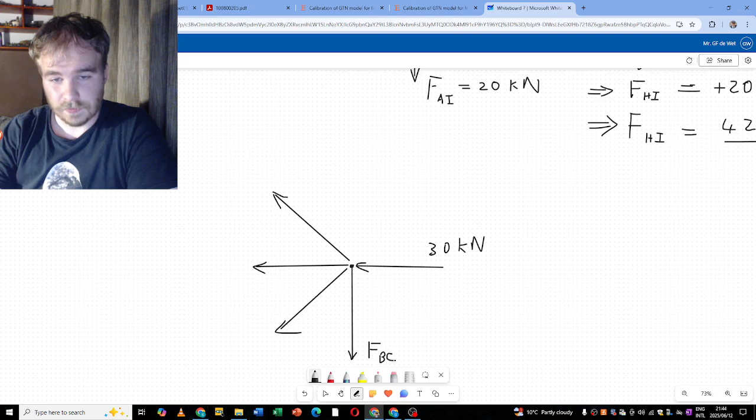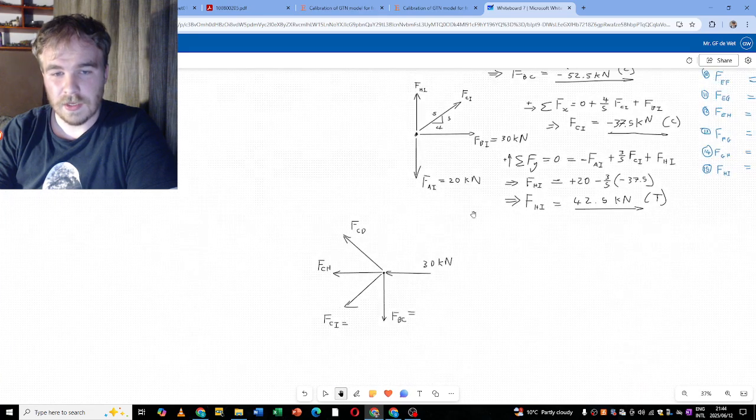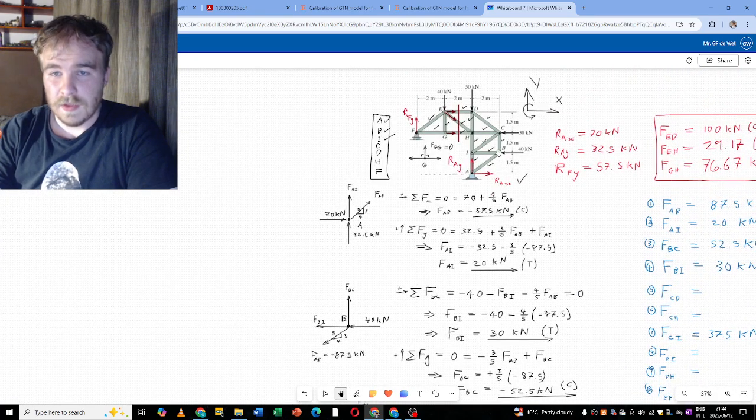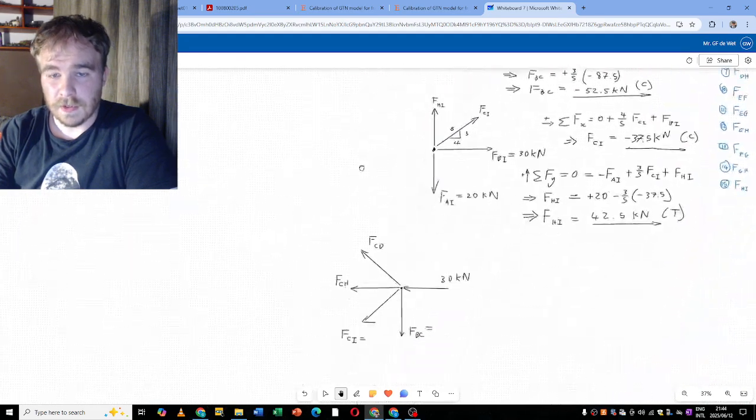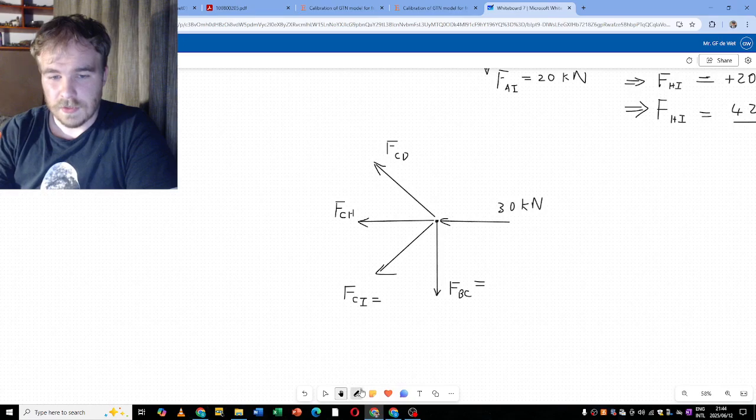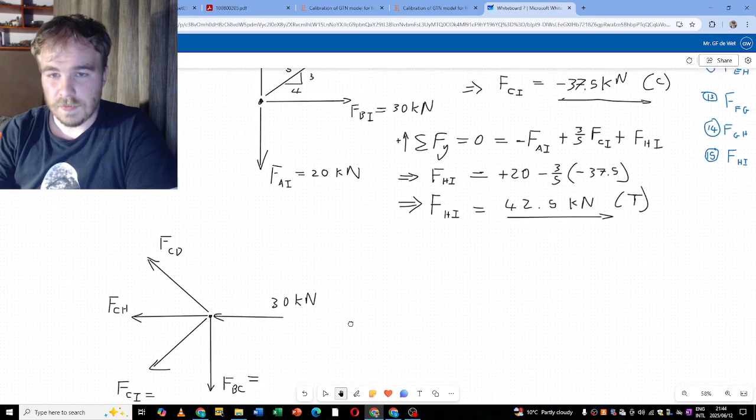This force is FBC. Check that load. This force I think is FCI, and I also need to check that one. And this one should be FCH, and this load should be FCD. Let's quickly go and check if I got all of that correctly. CB, CI, CH, CD. And the load is 30 kilonewtons. Great.